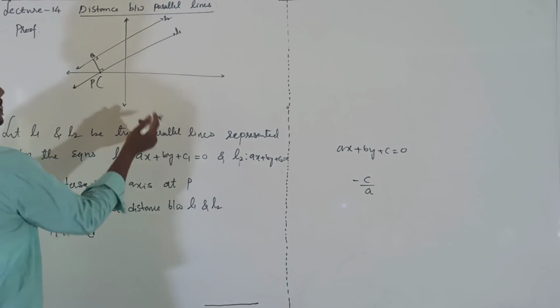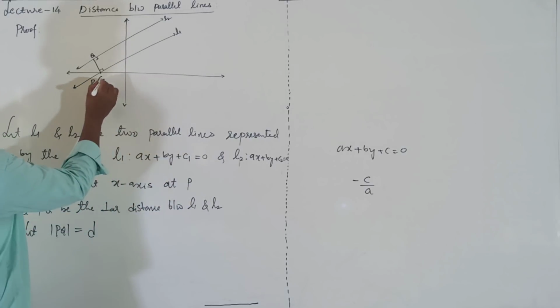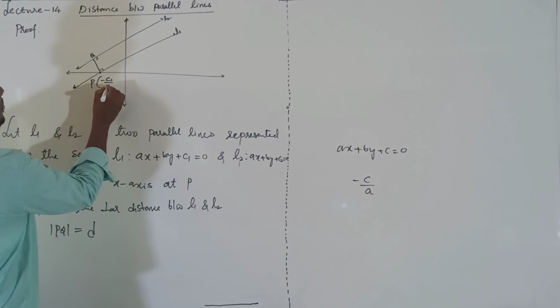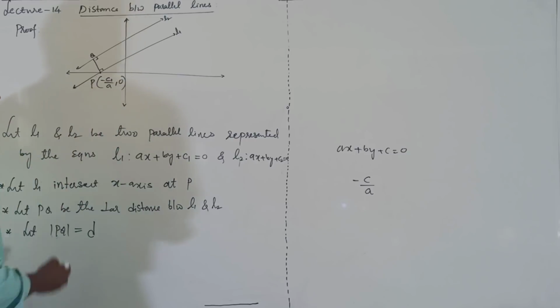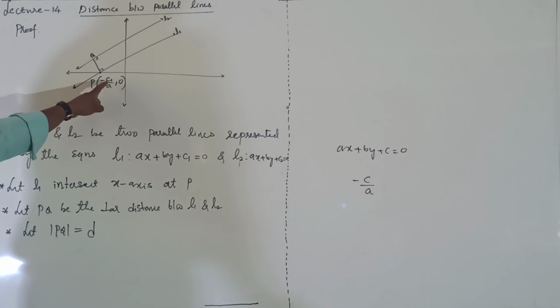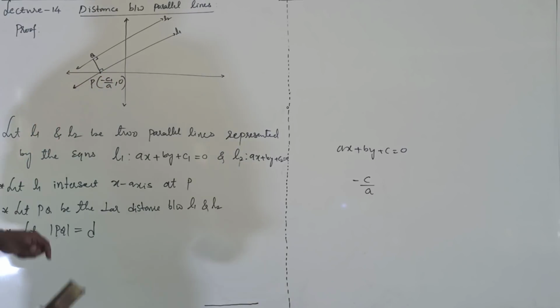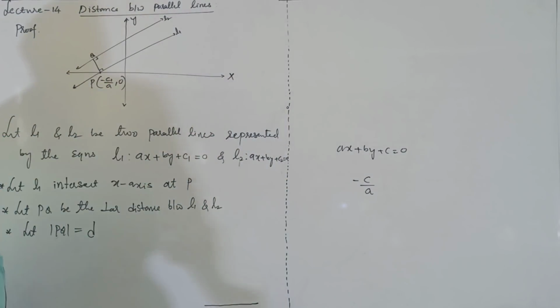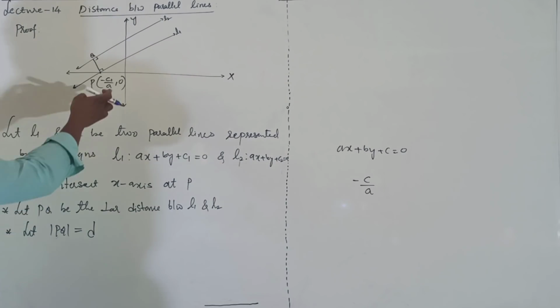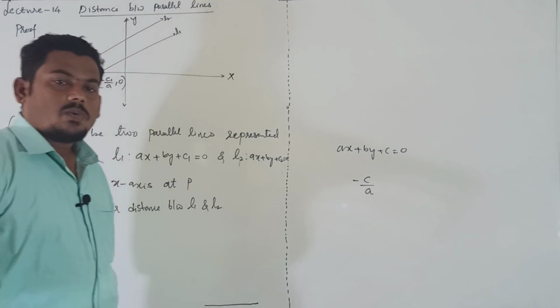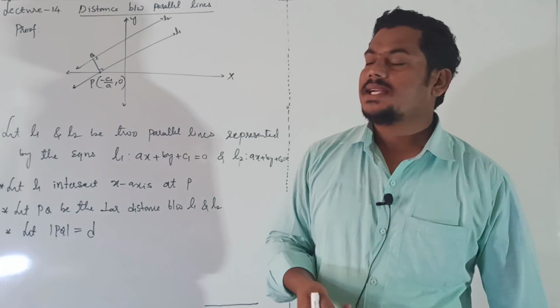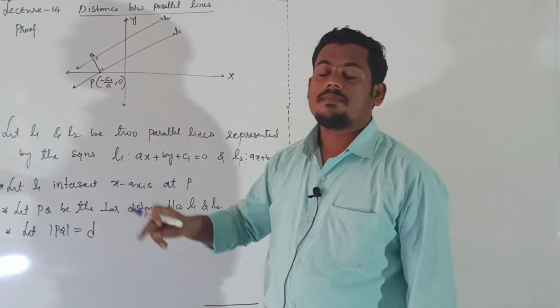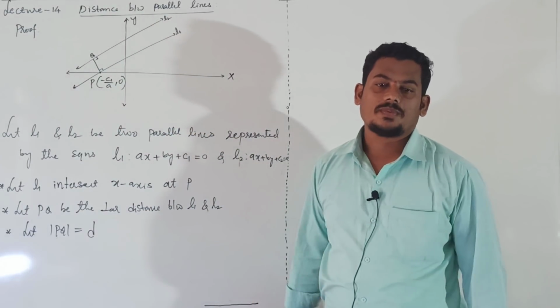So what are the coordinates of P? Clearly, the x intercept of this line is minus C1 divided by A, comma 0, right? X intercept comma 0, why? Because clearly point P is on the x axis. This is our x axis and y axis. On the x axis clearly the y coordinate is 0, right? Y coordinate 0, x coordinate non-zero, so minus C1 divided by A comma 0 are the coordinates of point P.